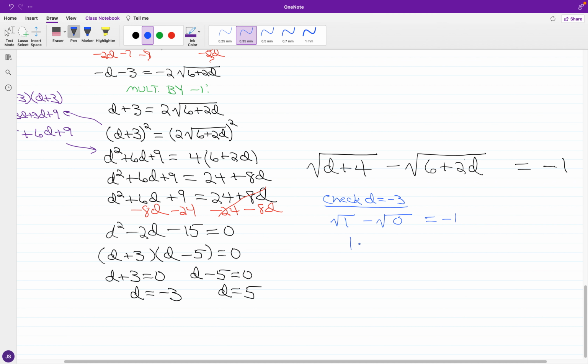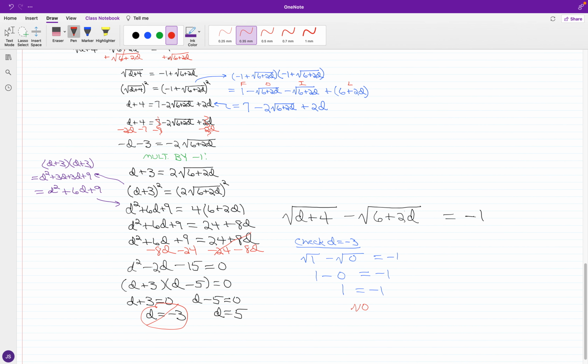Square root of 1 is 1. 1 minus 0 is 1. However, the right hand side of the equation is -1. And so we have -3 is going to be extraneous.